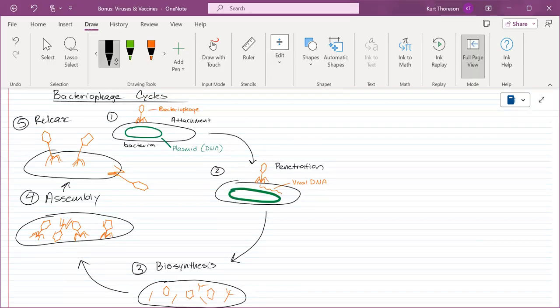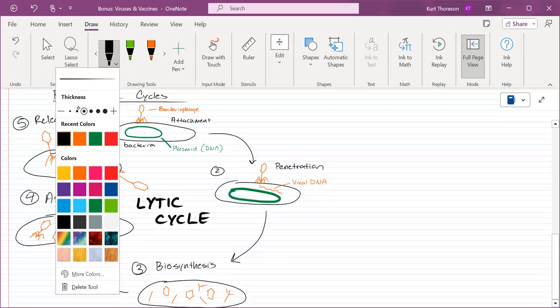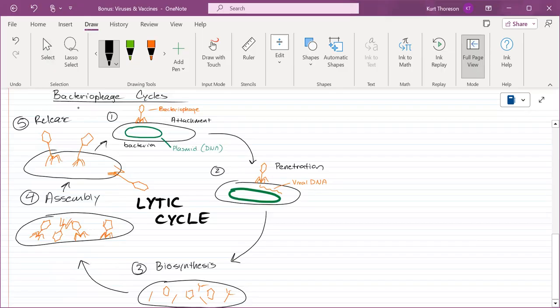Guys, this whole stage that we just mapped out, the 5 stages, this is called the lytic cycle. And I want to reiterate, I kept saying yours, but it's really not yours because this is happening with bacteria. And then the whole life cycle repeats itself.